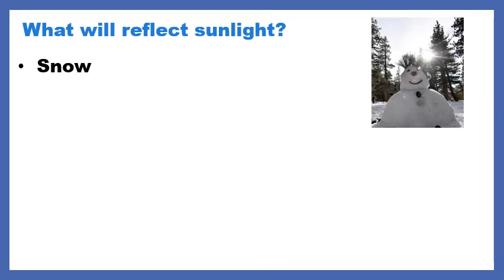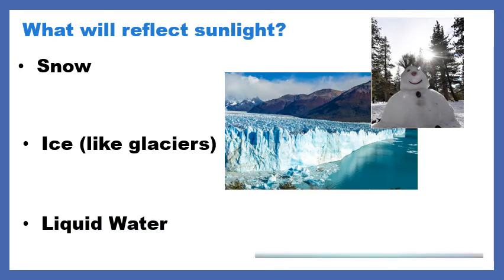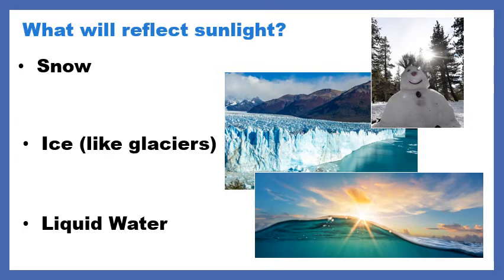You definitely need sunglasses. We've got ice, like glaciers. Please remember, glaciers are really, really big sheets of ice. And liquid water, like if you're at the beach. So these will all kind of act like a mirror and just really bounce back the sunlight. Okay, so something interesting. Let's talk about light and color.